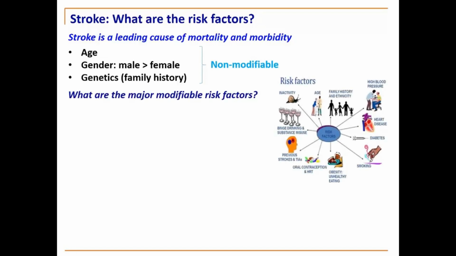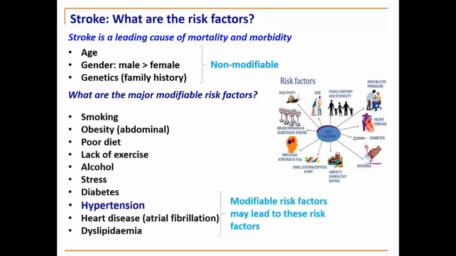So what are the major modifiable risk factors? Well, the major modifiable risk factors, things like smoking, obesity, poor diet, lack of exercise, alcohol, stress, and diabetes. But the biggest one really is hypertension. This is the biggest one likely to cause a stroke to occur in the first place, and heart disease and dyslipidemia. And so any number of modifiable risk factors, such as smoking, obesity, poor diet, can lead to your hypertension, heart disease, dyslipidemia.